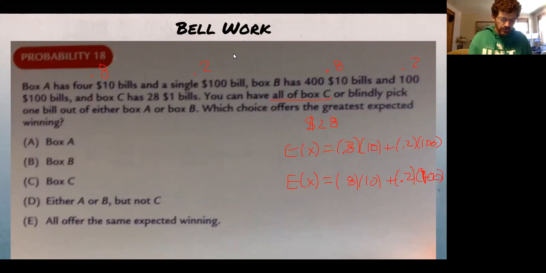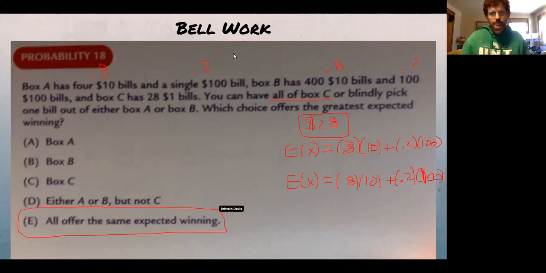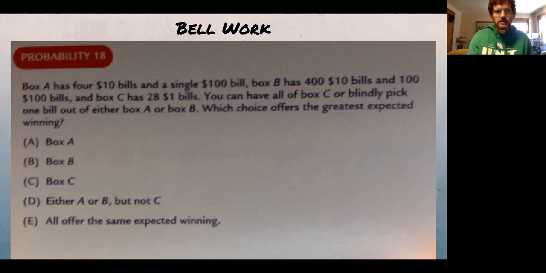Now, this is not so much an expected value, it's just a guaranteed amount. So all offer the same expected winnings. The answer is E. So if you got D, chances are you just forgot to read this bit of it. So the expected value, if you could only pick one bill from box C, is going to be $1, which would make you think, oh, it's D, but that's not the case. Okay, that's your bell work for the day.